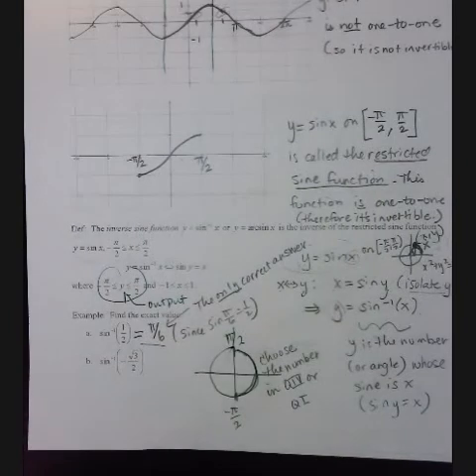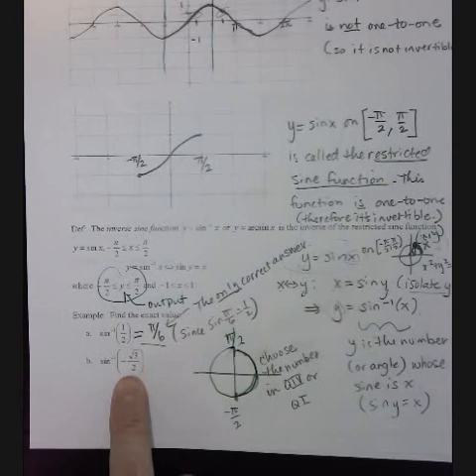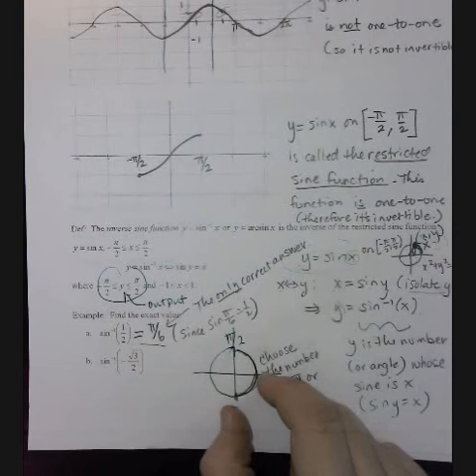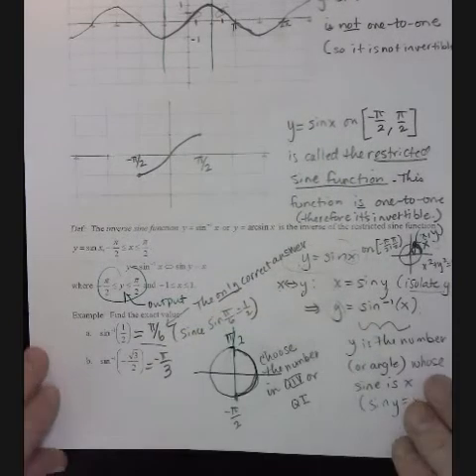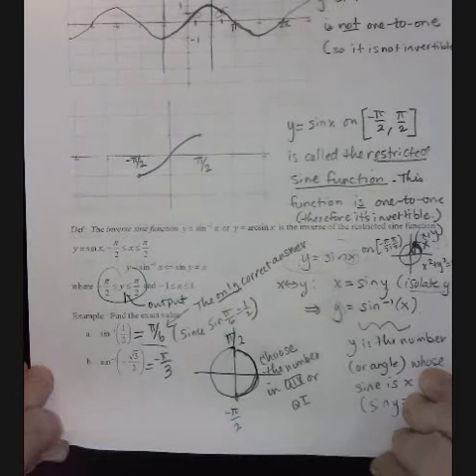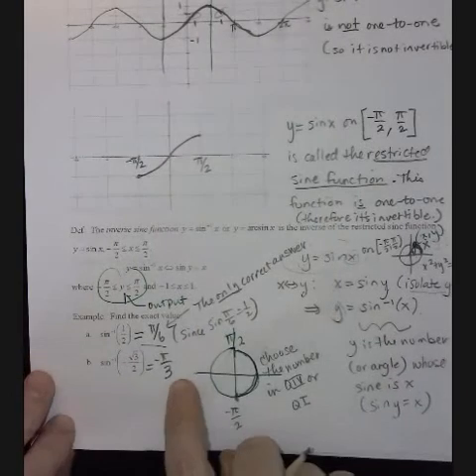Sine inverse of negative square root of 3 over 2. So that is negative, so it's got to be down here. And the reference angle would be pi over 3, so it's negative pi over 3. Again, that's because the sine of negative pi over 3 is negative square root of 3 over 2.